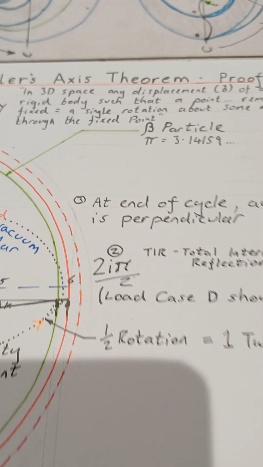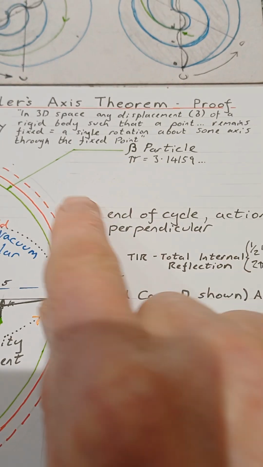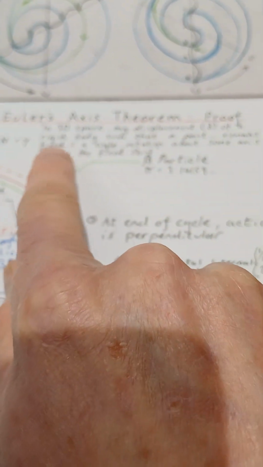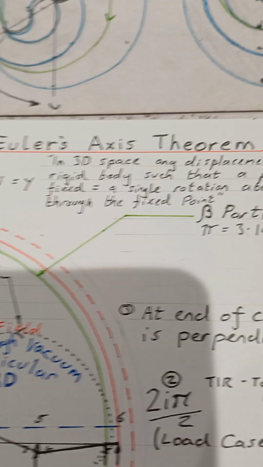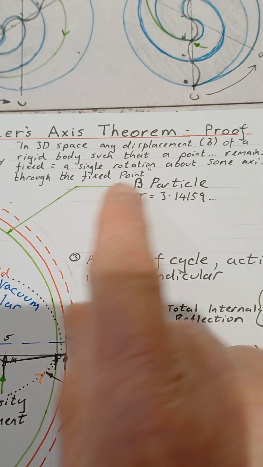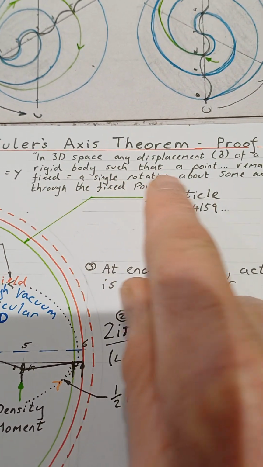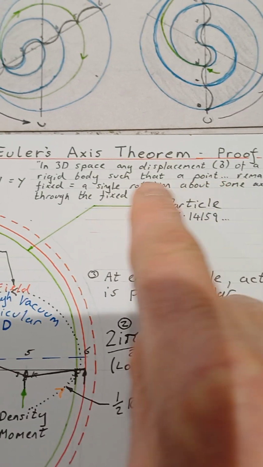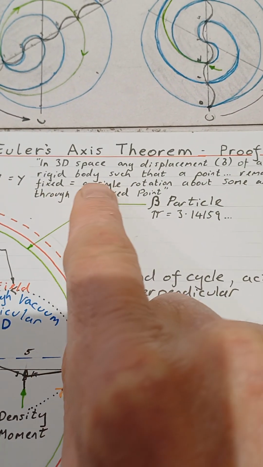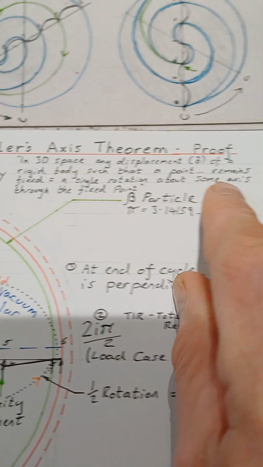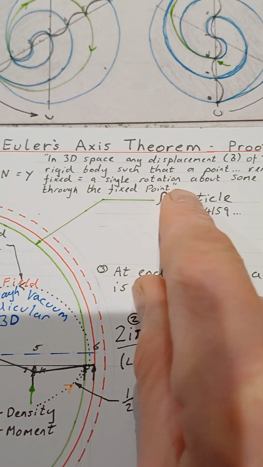So, time particle theory. This is Euler's axis theorem. I've got my glasses on, so I'm serious. Let's have a look. In 3D space, any displacement of a rigid body such that a point remains fixed equals a single rotation about some axis through the fixed point.